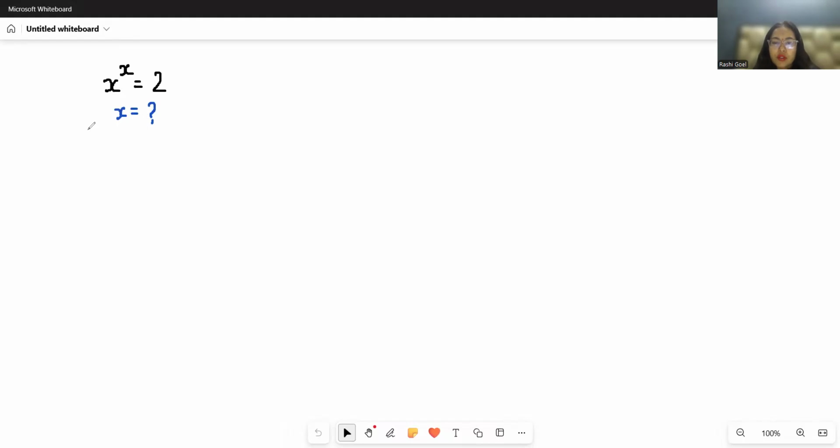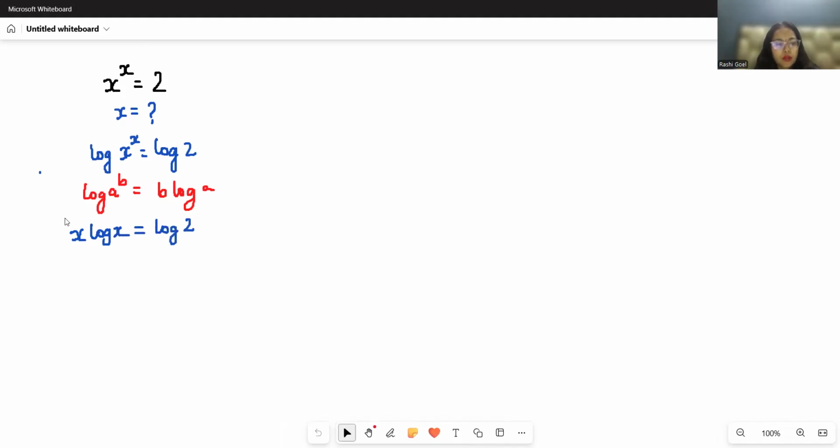So we have to use another property of maths, that is, first we'll take log on both sides. As per the log rule, log a power b is equal to b log a. So x log x equals log 2.